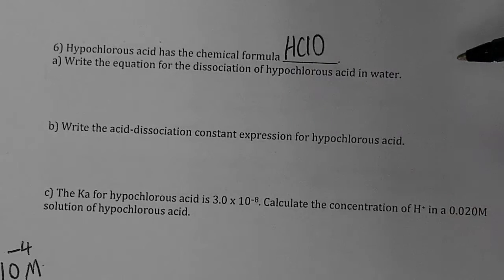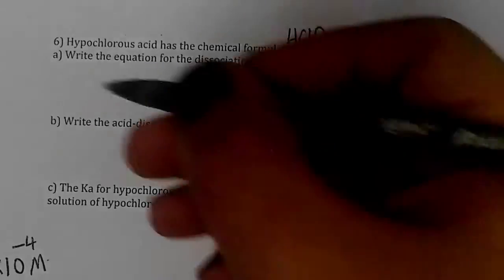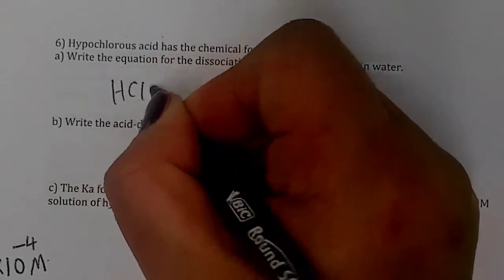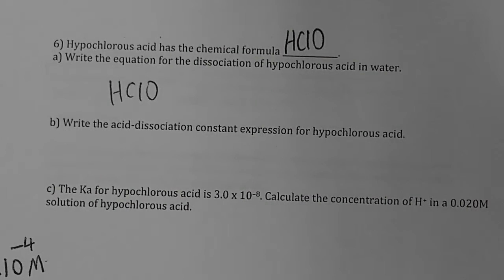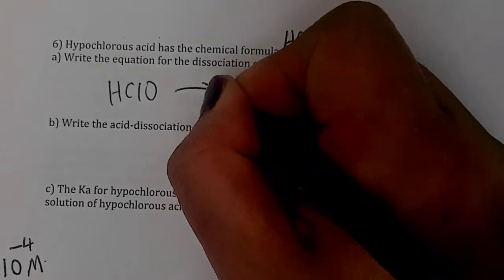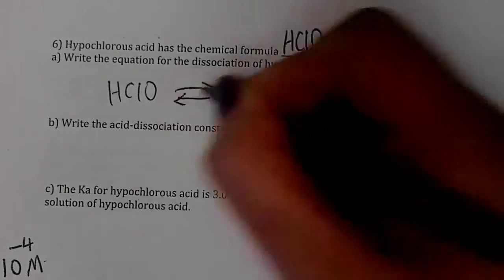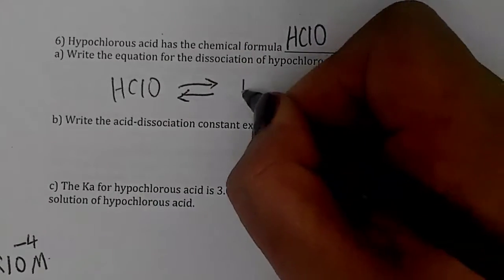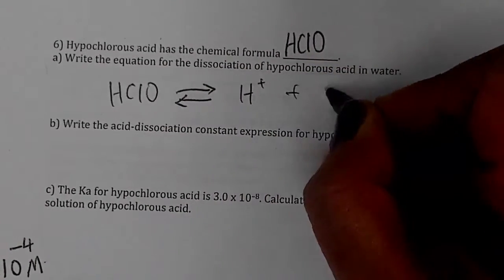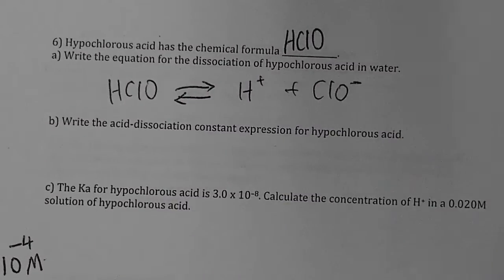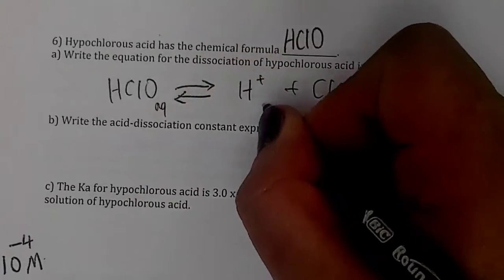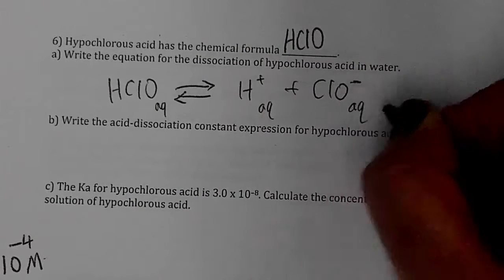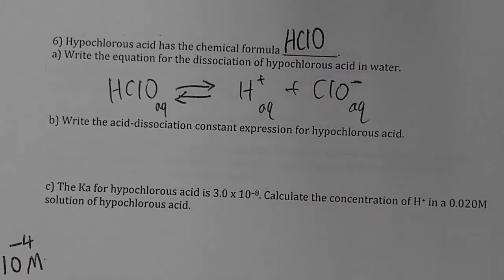So let's see how we're going to do it. HClO. First things first, decide what kind of arrow I'm going to use. It's a weak acid, so double arrow. H is going to fall out. ClO is going to be floating around as an ion. I'm going to say they are all aqueous. Yeah, we're not in salt anymore.